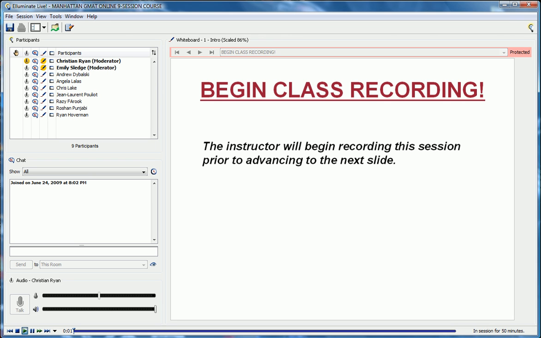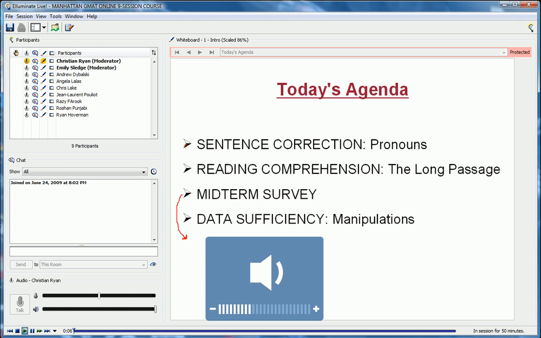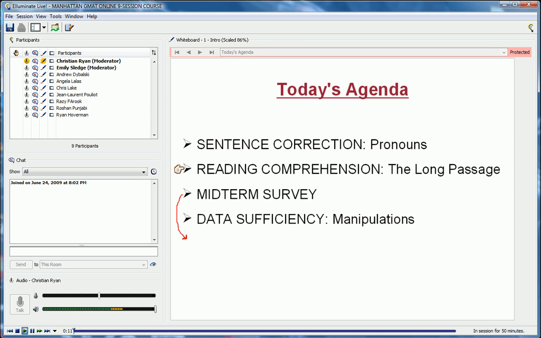So what have we got on the agenda tonight? First of all, pronouns, as I mentioned in the email earlier, and reading comprehension, the second half of that, the long passage. Emily's going to take both of these pieces. Then I'll do data sufficiency manipulations. And finally wrap up with the midterm survey. So we're going to do that at the end of class instead of in the middle. We will still take a break after the long passage, though. So with that, I'll kick it over to Emily.